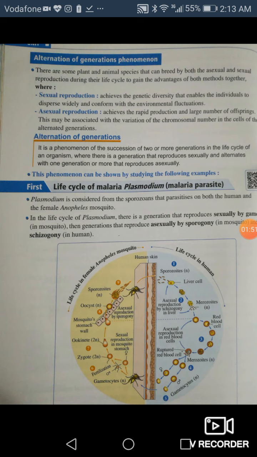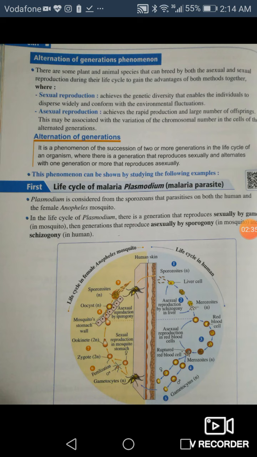The alternation of generations is defined, as you can see in the paper, as the phenomenon of the succession of two or more generations in the life cycle of an organism. Here we can explain that this organism can go through a sexual life cycle and an asexual life cycle, or maybe more: sexual and asexual, sexual and asexual. So there is a generation that reproduces sexually and alternates with one generation or more, put a line under more, that reproduces asexually.